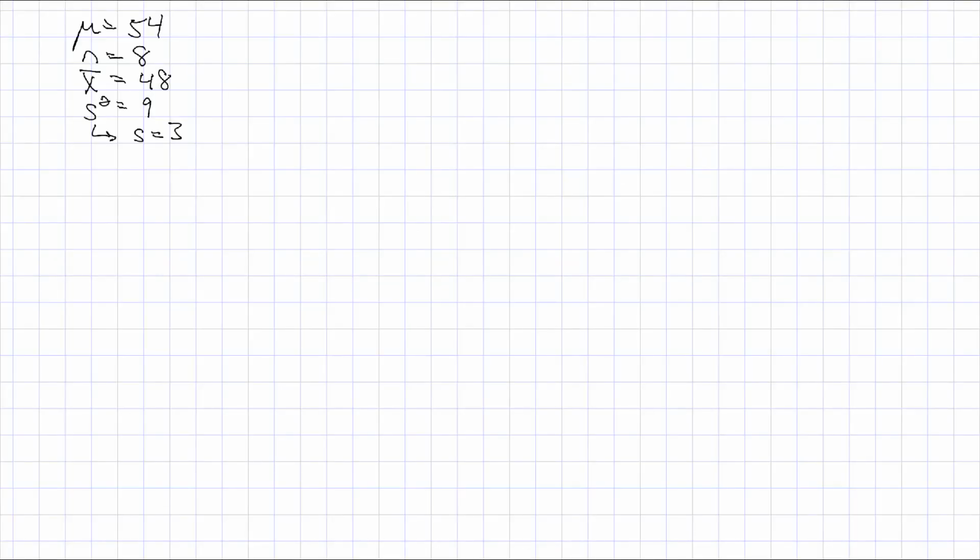So let's work this problem by hand. I've written out what was given in the problem. We have a population mean of 54. We have a sample size of 8. Our sample average is 48, and our variance is 9. Our standard deviation is the square root of the variance, so the standard deviation is 3.